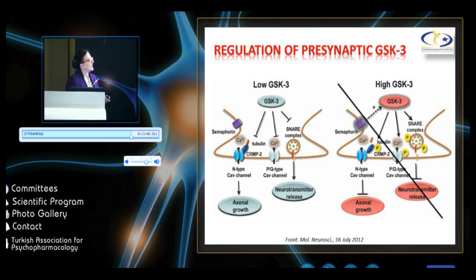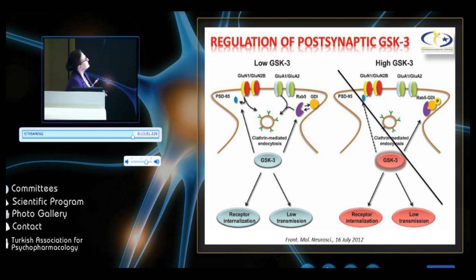GSK3 levels, when they increase in the presynaptic part, axonal growth and dysfunctions about the neurotransmitter releases take place, and we do not want this. Similar effects can take place in the postsynaptic neuron as well.